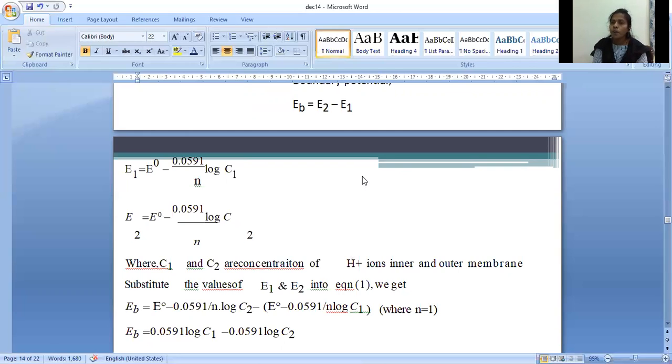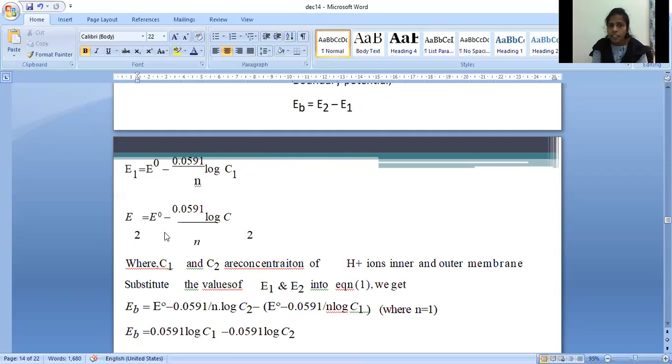Already you know from the Nernst equation. What is the Nernst equation? E is equal to E naught minus 0.059 by n log K. Yes, so that is the formula of the Nernst equation. Let us see for E1 and E2. E1 is equal to E naught minus 0.059 by n log C1, because this concentration is C1, and E2 is E naught minus 0.059 by n log C2. So this is the E1 formula and this is the E2 formula.